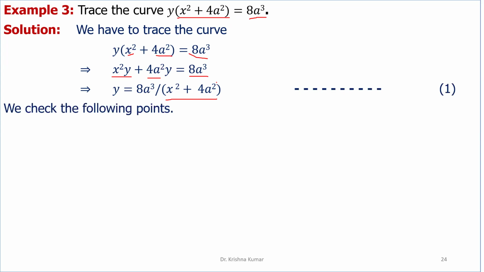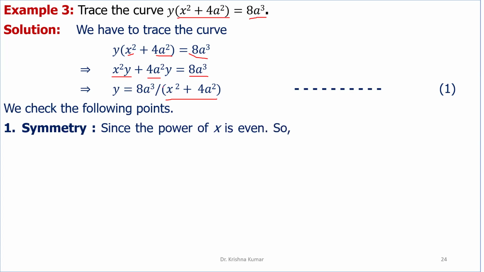Now, for tracing this curve, we need to check the following points. The point number 1 is about symmetry. Since the power of x is even, just look here. If we see the equation, x is present only in the first term and its power is even. So the curve is symmetric about the y-axis. Since the power of y is odd over here, it is not symmetric about the x-axis. Similarly, there is no other symmetry. We know that there are 6 types of symmetries, so it is only symmetric about the y-axis.